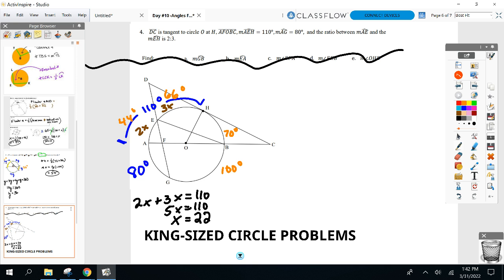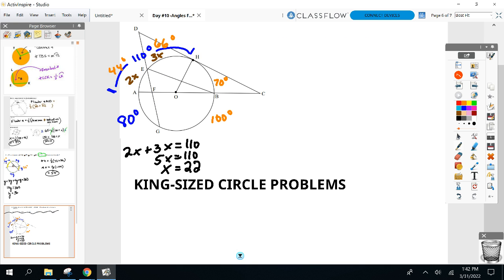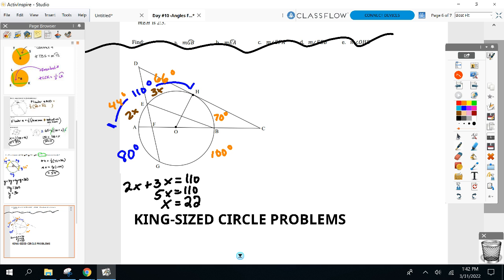Let's find out. Just watch how easy this problem becomes if I know the arcs and my rules. First part, A. What's the measure of GB? Already found it: 100. Sometimes that's nice. You take care of one or two of them right off the bat. Part B. What's the measure of EA? I already found it. This is not bad, huh? No thinking involved yet. 44 degrees.